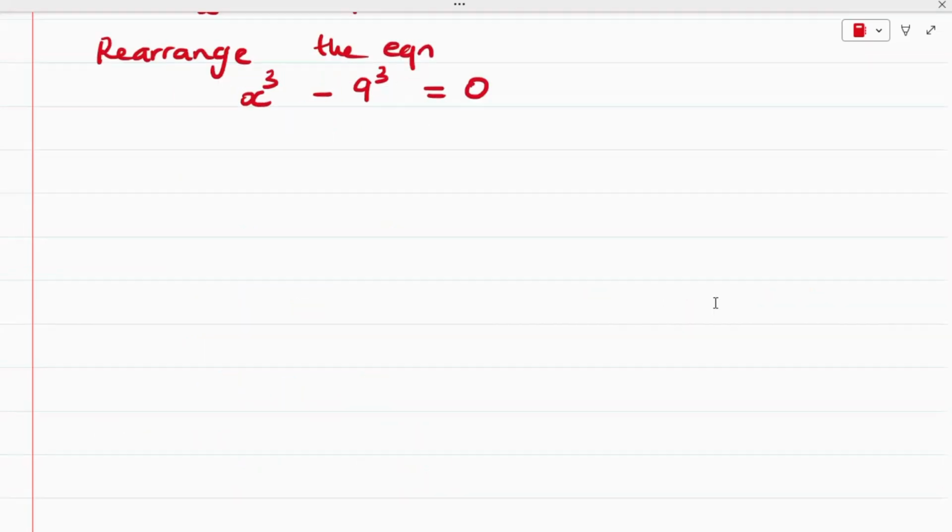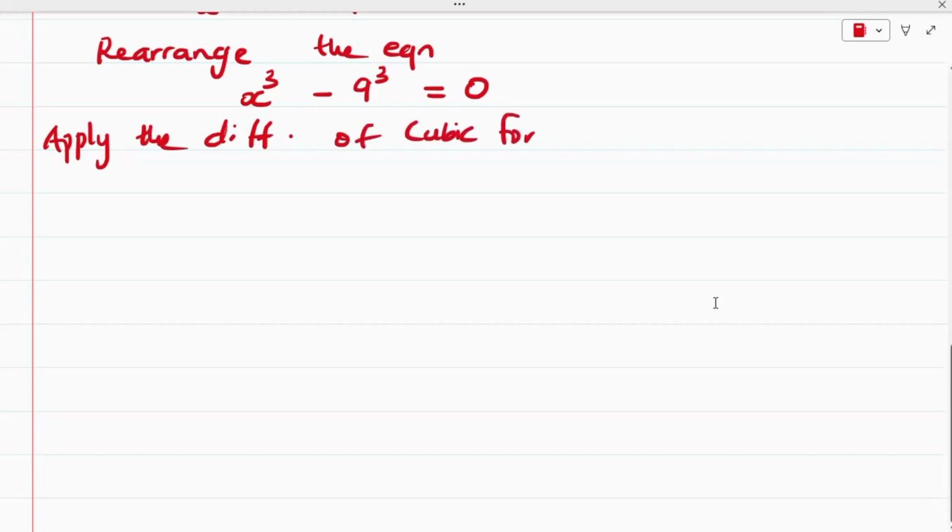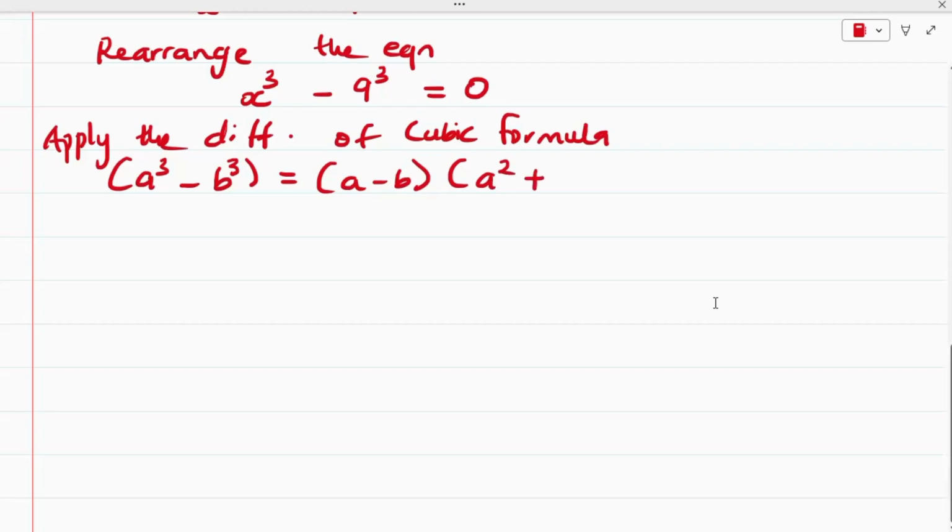So right here we want to simply apply the difference of cubes formula. So applying the difference of cubes formula, if we have a raised to the power of 3 minus b raised to the power of 3, this is equal to a minus b into a squared plus ab plus b squared. So from here we want to simply apply that. So we have x raised to the power of 3 minus 9 raised to the power of 3, and we have x to be a and 9 to be b.